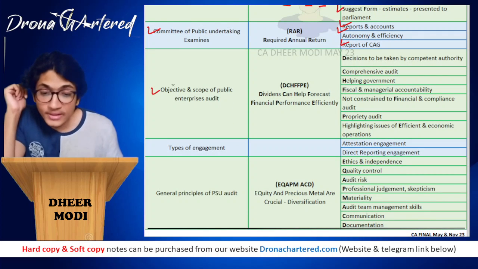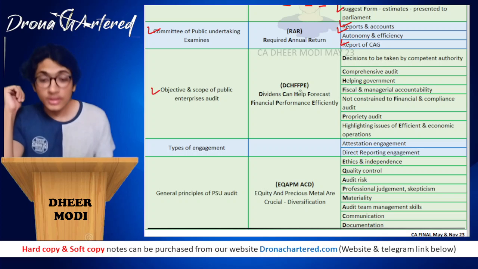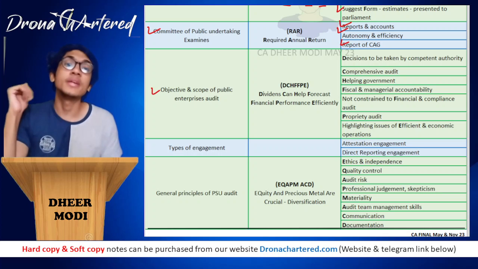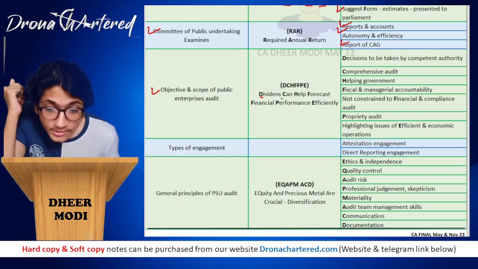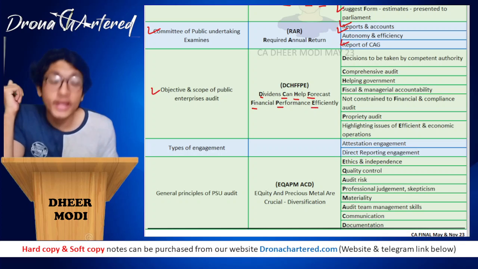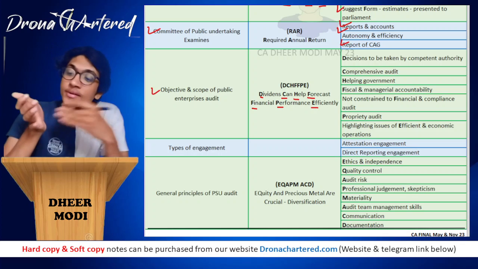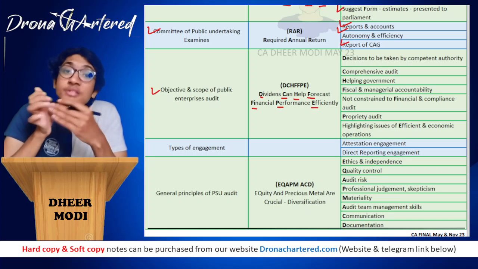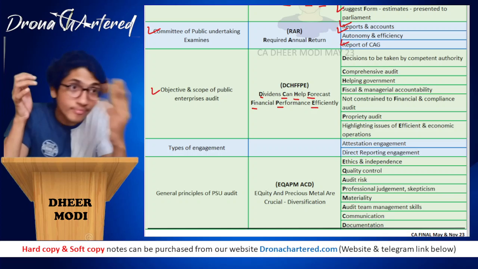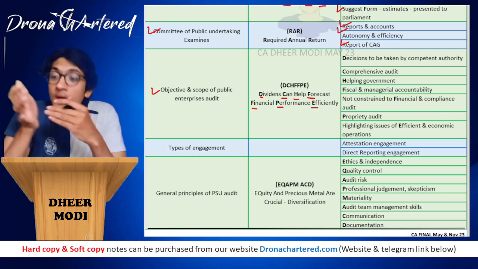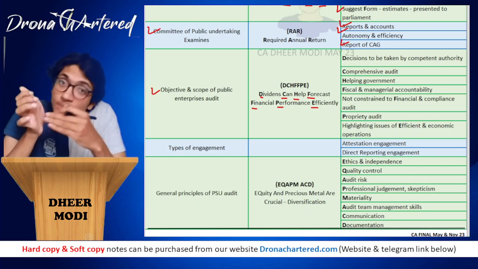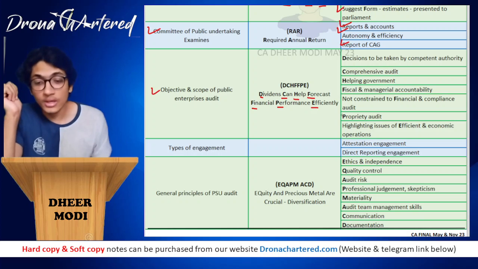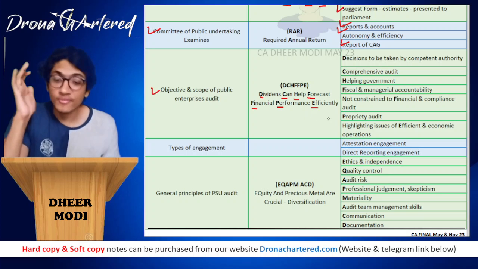Objective and scope of public enterprises audit. The key to learn this is DCHFFPE. Sir, how will I remember? Dividends can help forecast financial performance efficiently. DCHF, FPE. Dividends can help forecast financial performance efficiently.